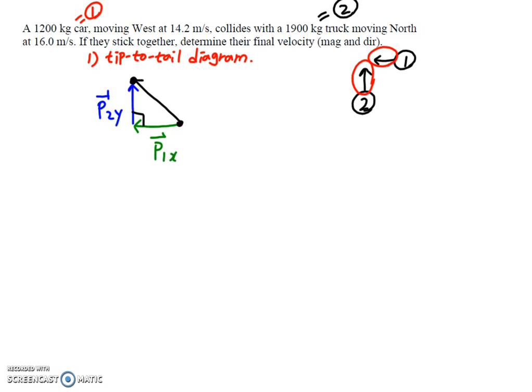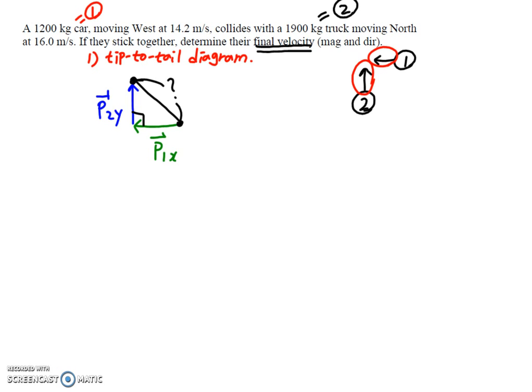Here's my resultant vector. That's what the question is asking. Well, indirectly asking. Eventually the question asks you to find final velocity. However, it is important to find out momentum first. So this is my first step.